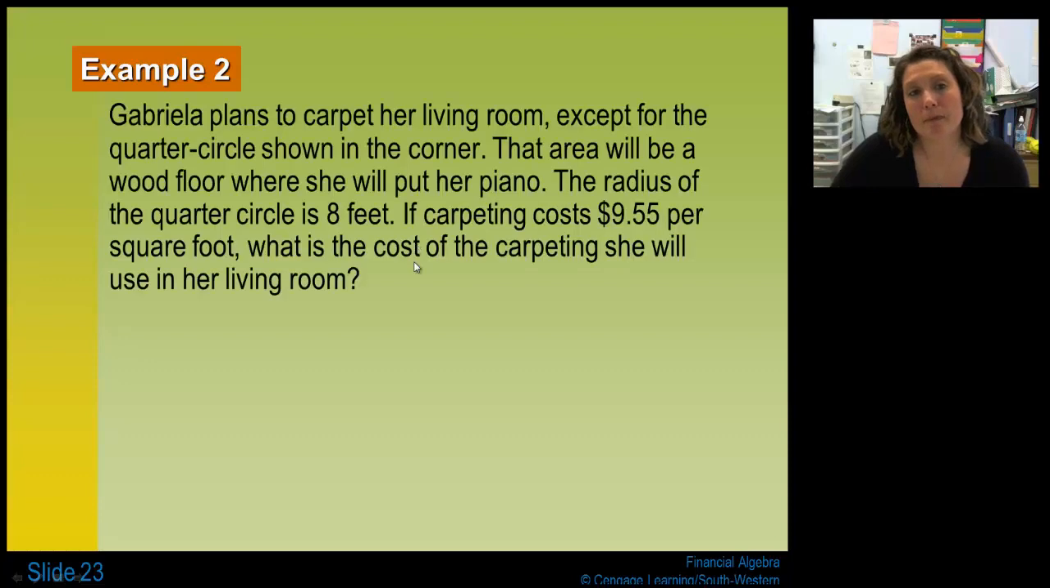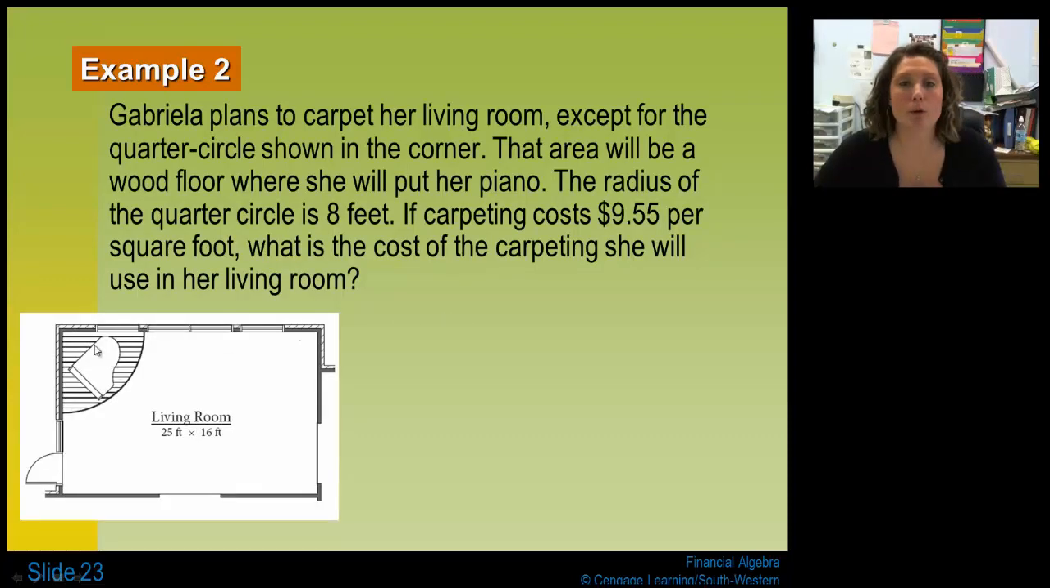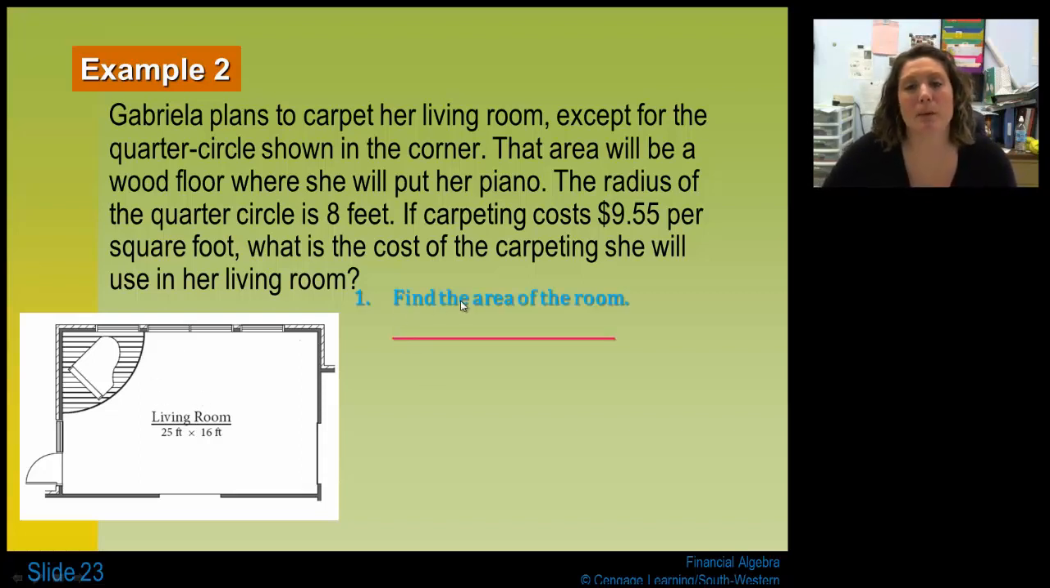For example 2, Gabriella plans to carpet her living room except for the 1/4 circle shown in the corner. That area will be a wood floor where she will put her piano. The radius of the 1/4 circle is 8 feet. If carpeting costs $9.55 per square foot, what is the cost of the carpeting she will use in her living room? So a couple pieces here we have to do.